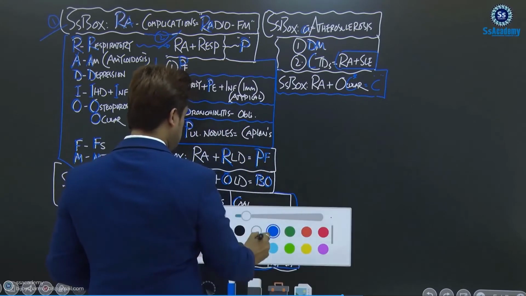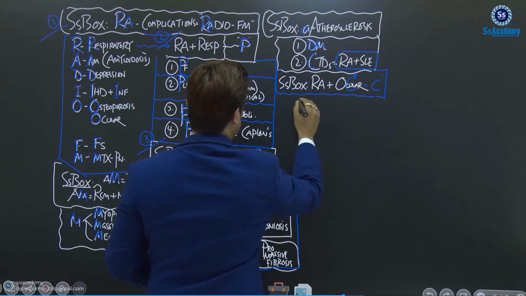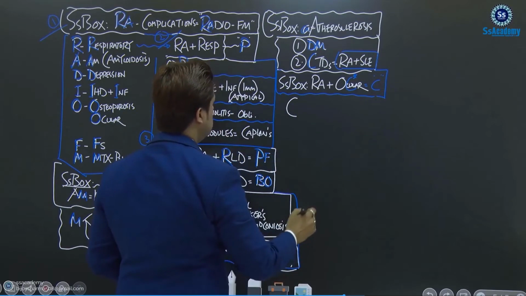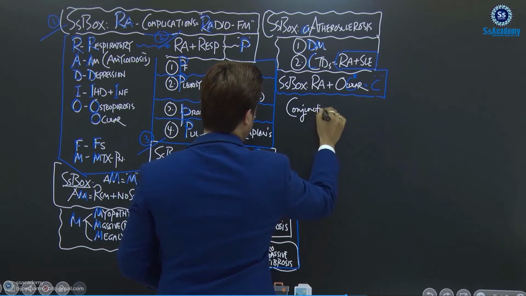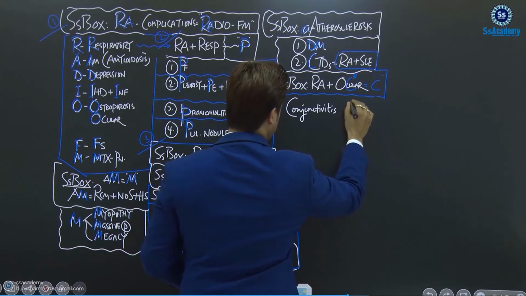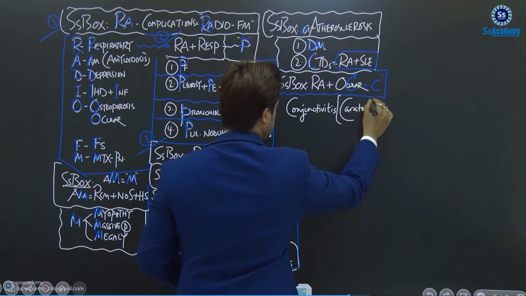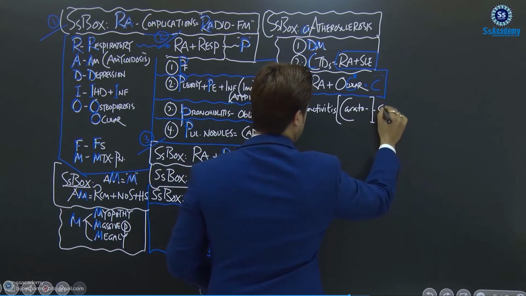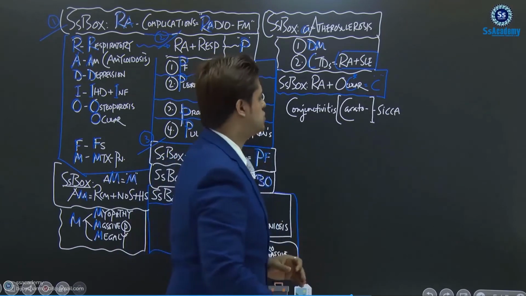So ocular complication is the C. If you're writing the C, my dear, the rule of C, that is the C for conjunctivitis sicca, we call it keratoconjunctivitis sicca. Keratoconjunctivitis sicca is the most common complication. But the single word that you need to remember: keratoconjunctivitis sicca is the most common.